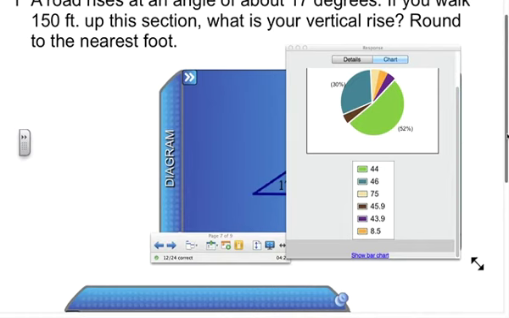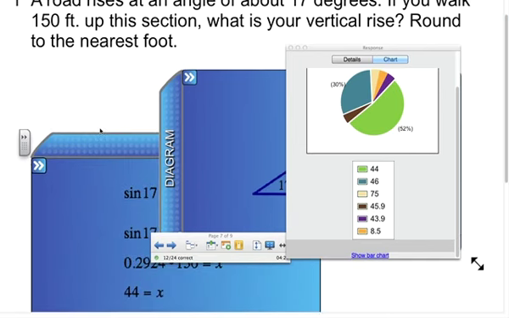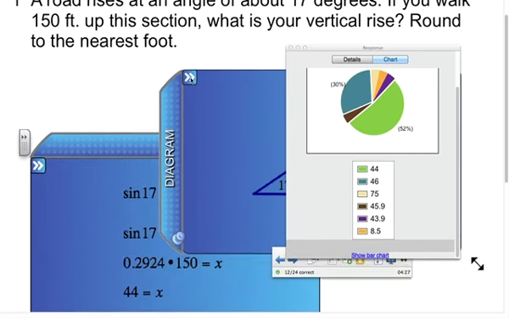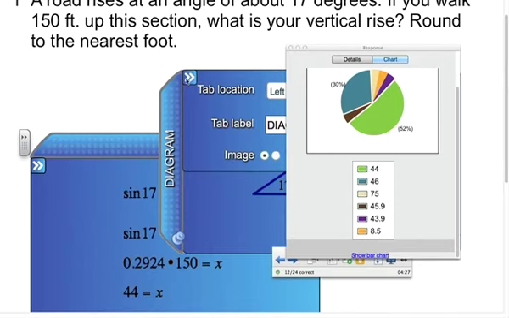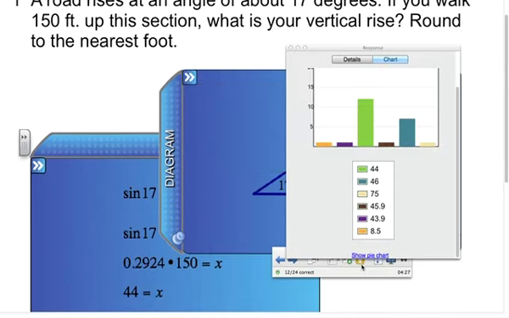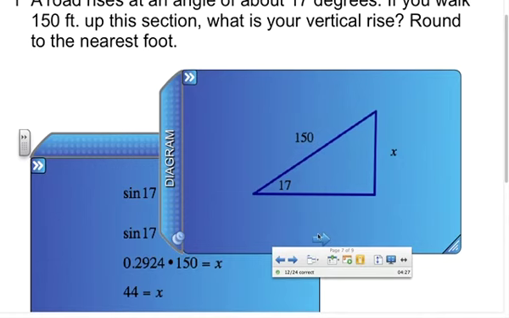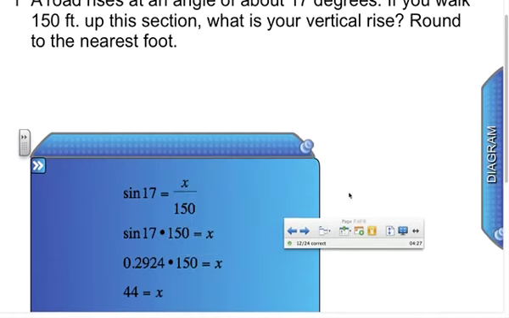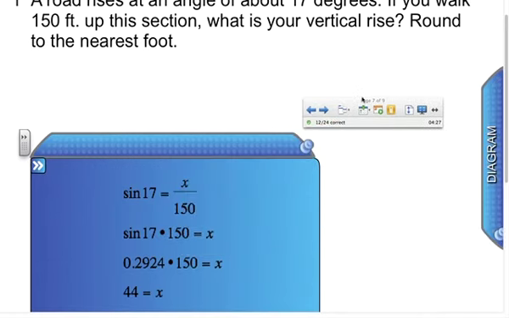Oh, that's not what I wanted. I got too much stuff up here. Okay, there it is. There's the steps for how you would have found our answer to be 44.